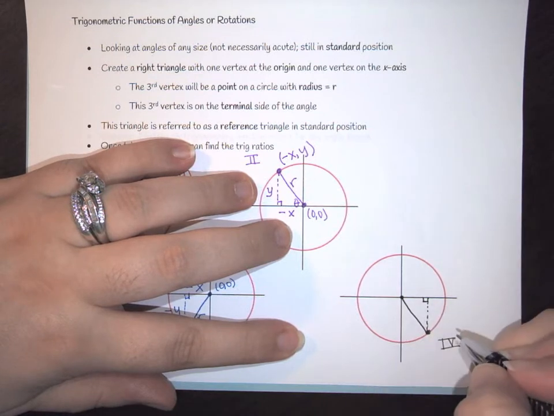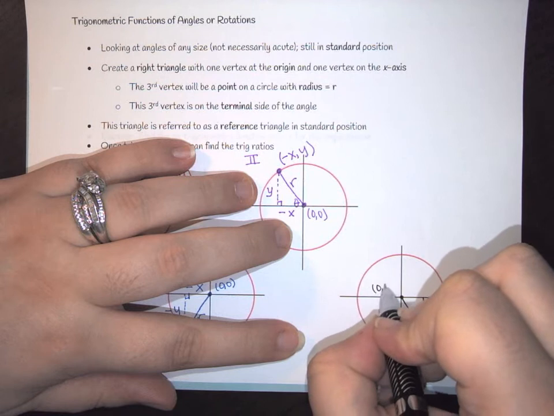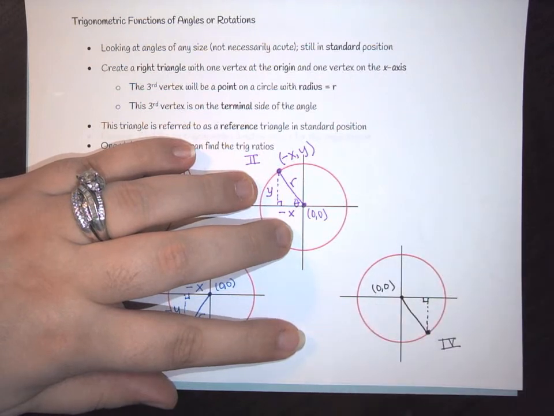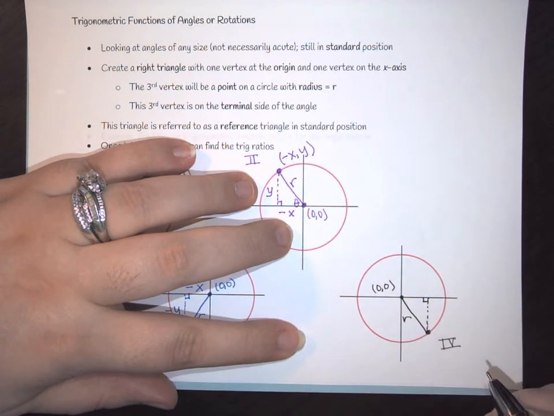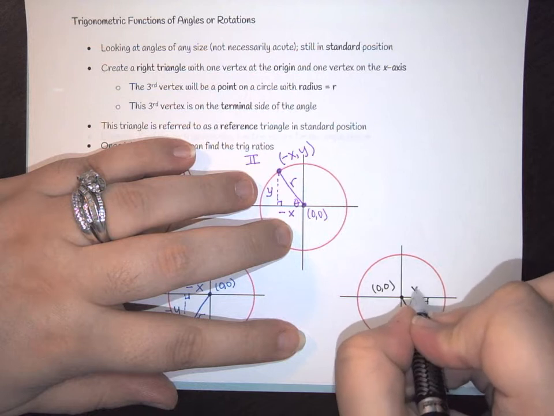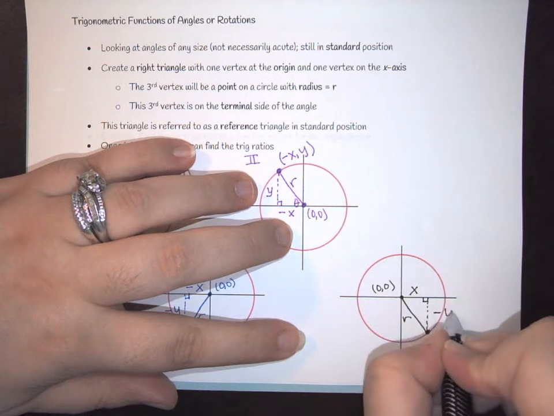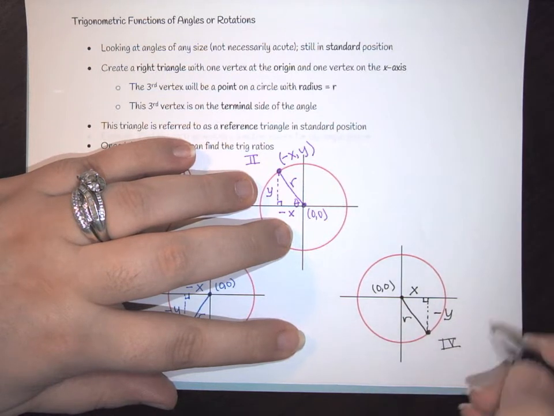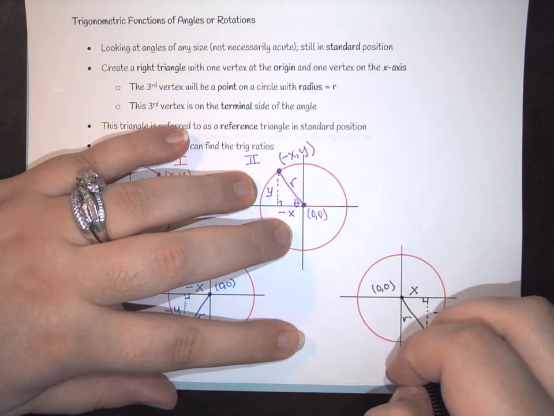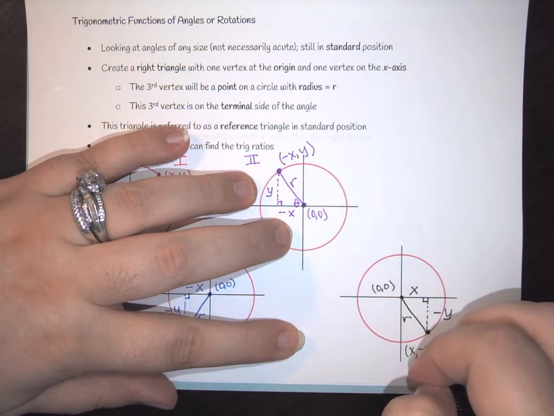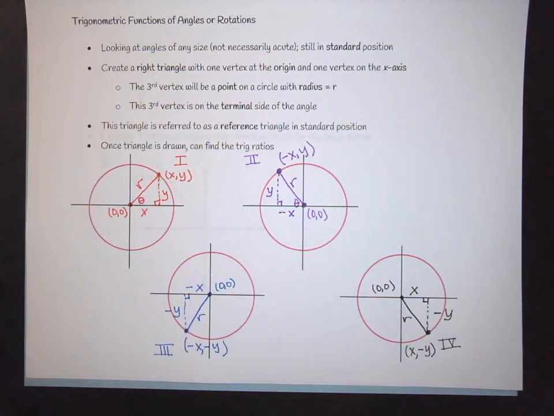So there's your 90. You're still at the point 0, 0 for your origin. My solid line is still the r, but in this case I have a positive x and a negative y, thus making my coordinate point x, negative y. So those are the four quadrants and how your triangles are going to look, act, and be in those four quadrants.